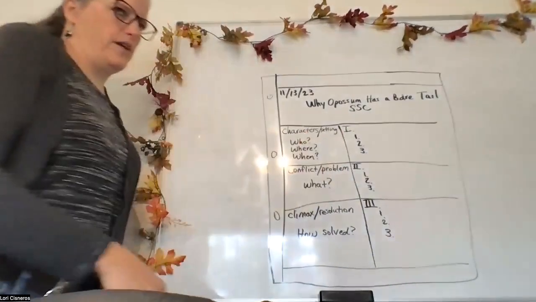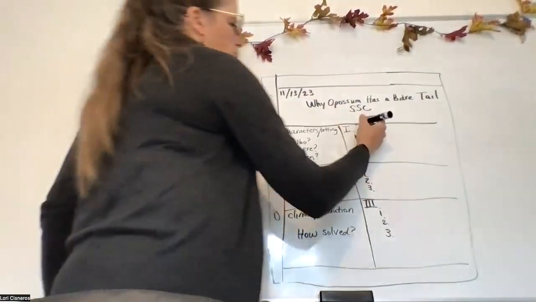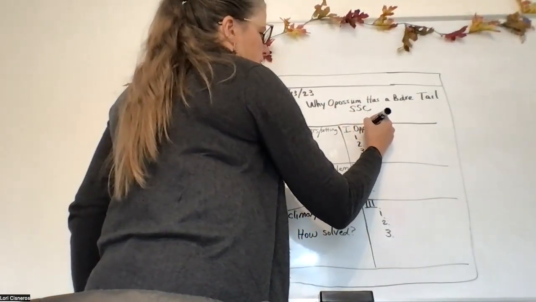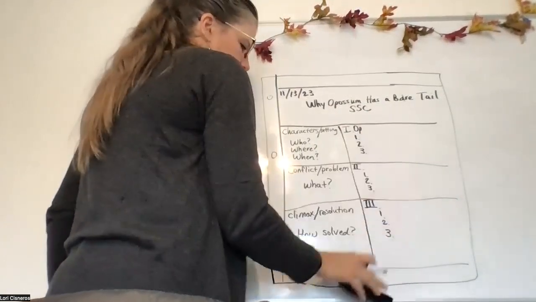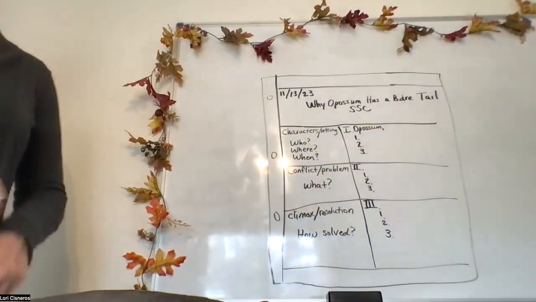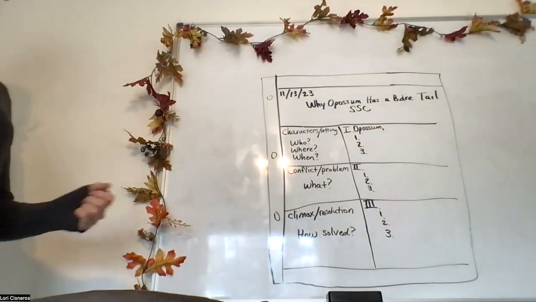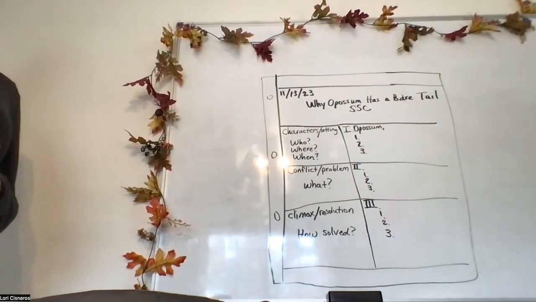Okay, so let's talk about the characters in the setting first, right? Who's the character? There you go. Opossum, we can put him here. Opossum is spelled with one P. He is the main character. And we got to tell a little bit about him. What kind of character is he? What are some things to describe the opossum in the beginning? Remember how he felt in the beginning?